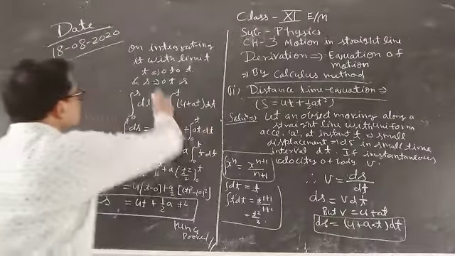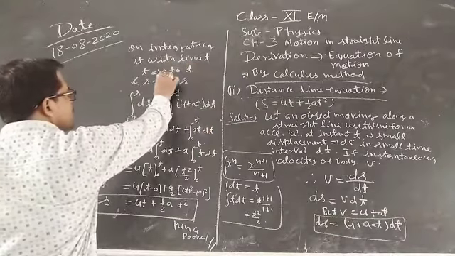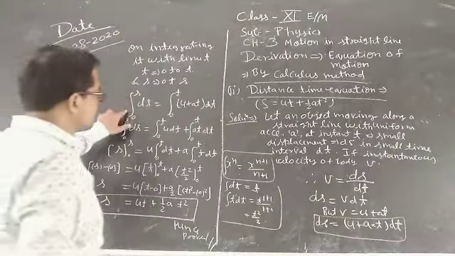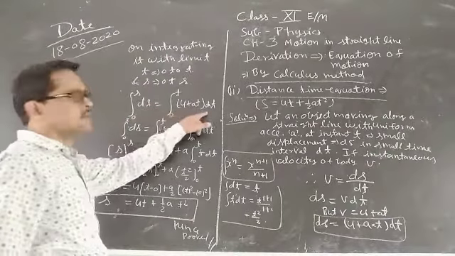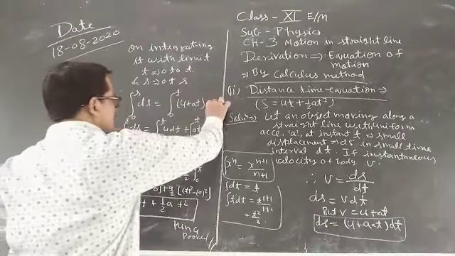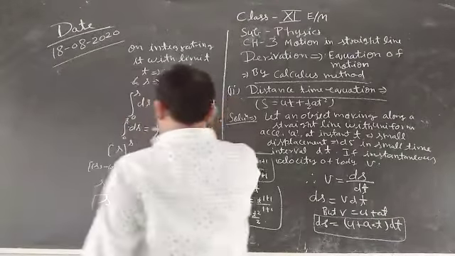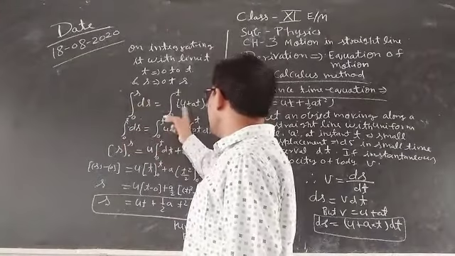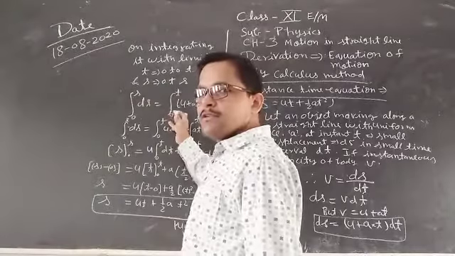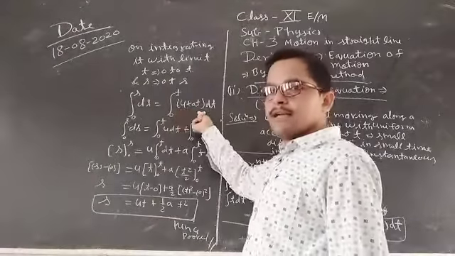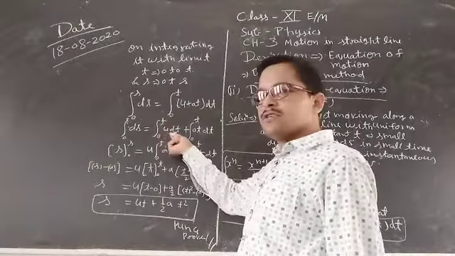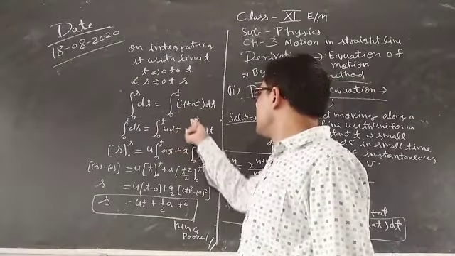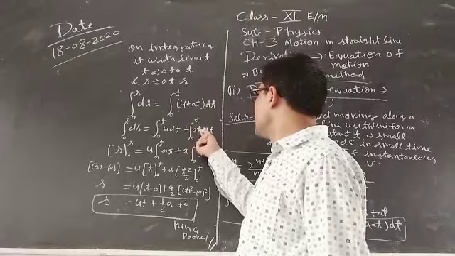Here, on integrating it with limits t equal to 0 to t and s equal to 0 to s, then integral from 0 to s of ds, and integral from 0 to t of u plus at dt. Student, here we will get integral from 0 to s of ds, and from 0 to t we will distribute on both u and at. Then integral from 0 to t of u dt, and this will also apply on u plus integral from 0 to t of at into dt.